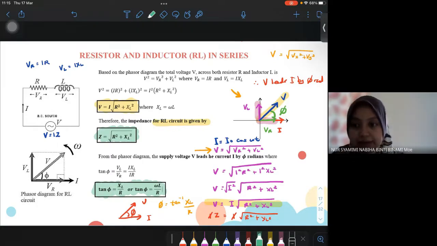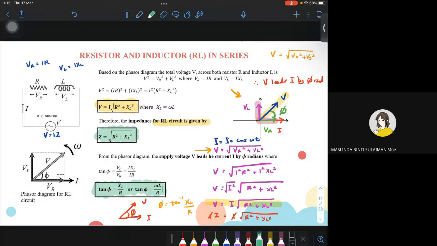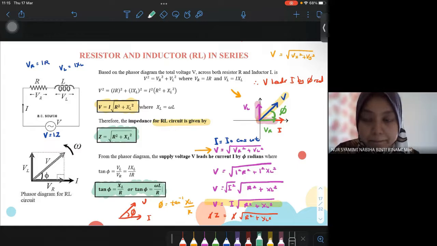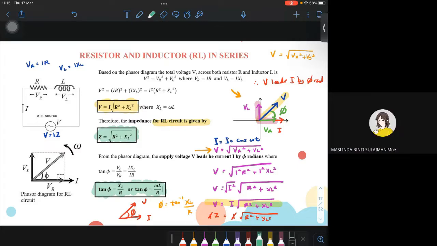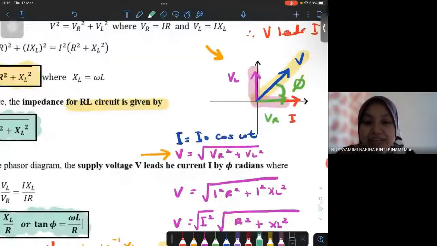Ada soalan? Madam, kenapa I cos omega T? Okay, kenapa idea I cos omega T? Okay, saya tersilap. Dia boleh jadi any equation. Okay, so dia sepatutnya I sin dekat sini kan.